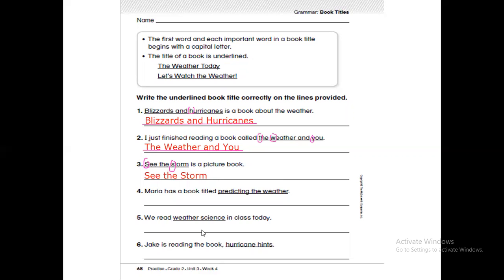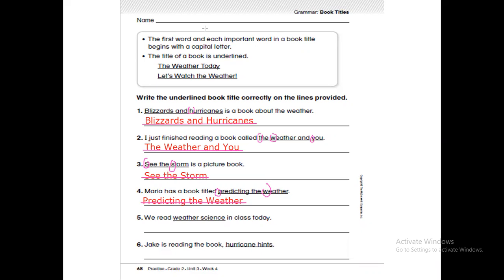Number 4. Maria has a book titled Predicting the Weather. We're going to capitalize predicting and weather. We will not capitalize the. And don't forget to underline the title of the book. Okay, so let's write it here. Predicting the Weather. We're going to capitalize all the important words, but we will not capitalize the small words. And we will capitalize the first word, even if it's not an important word.